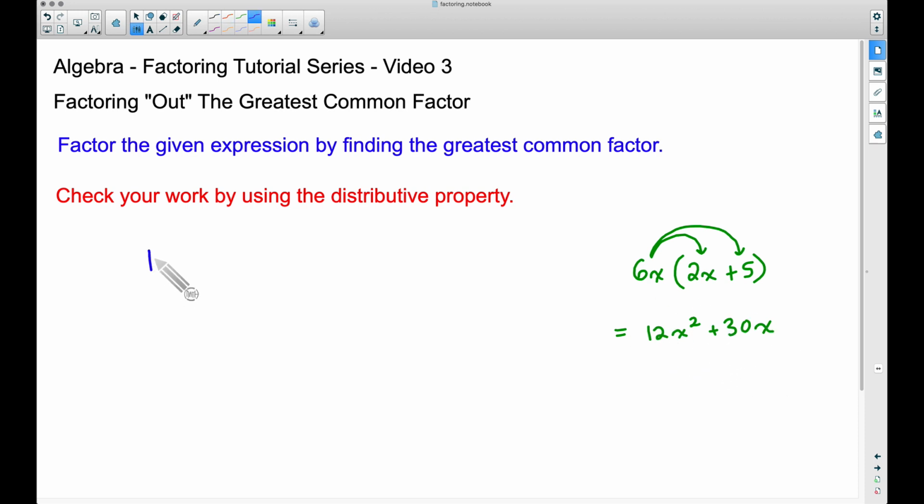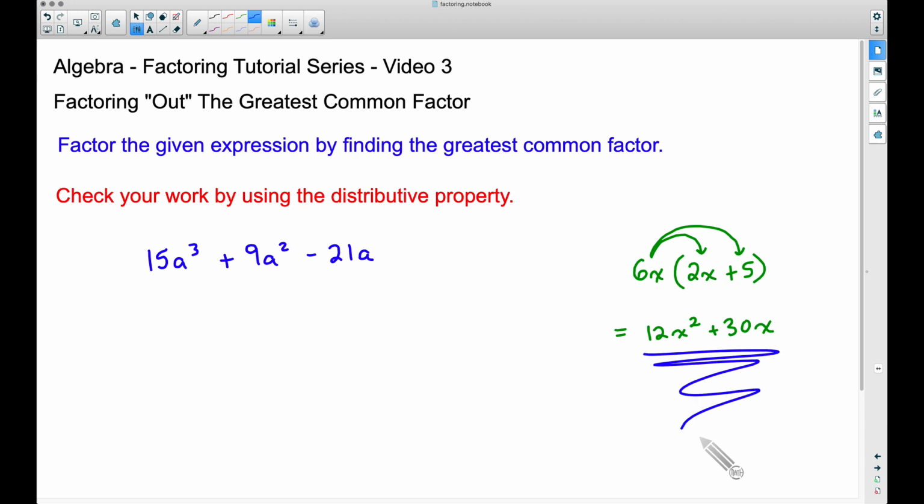So let's consider 15a to the third plus 9a squared minus 21a. Here we have three terms in this problem, so I'm throwing a little twist into it, but this is something that has already been multiplied out. We don't have any parentheses in this problem. So let's look at all three terms: 15a cubed, 9a squared, and negative 21a.